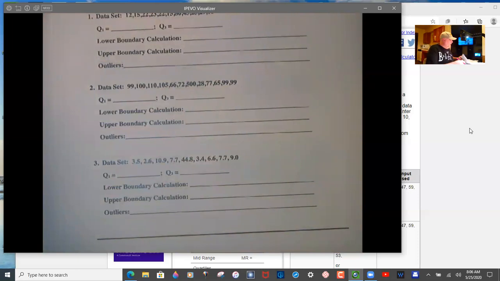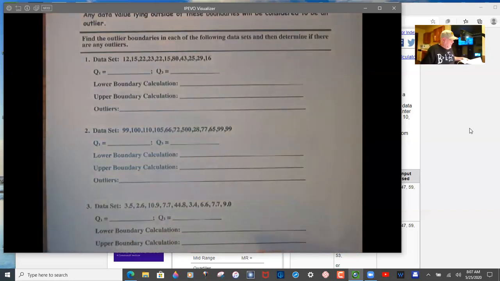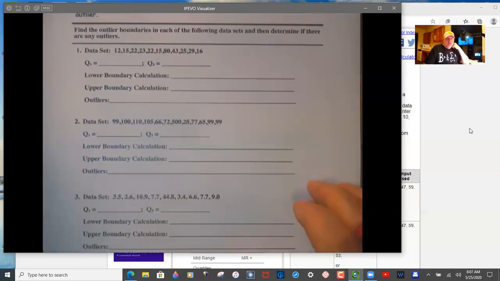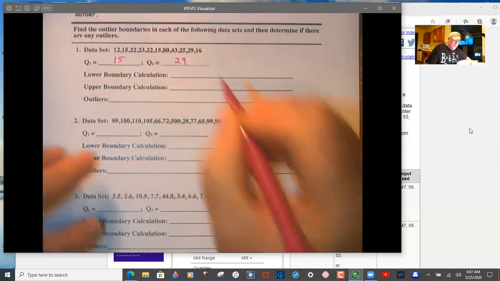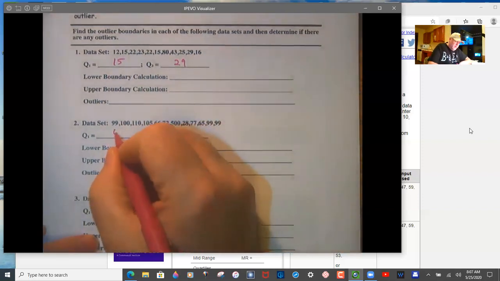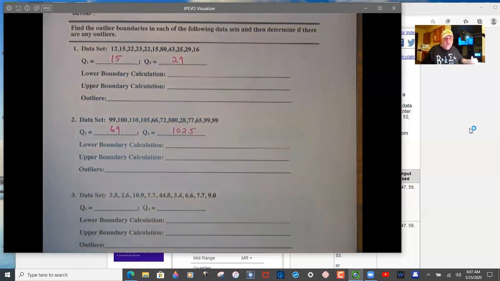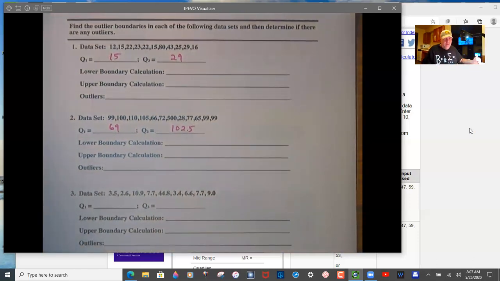All right, so calculating outlier boundaries is the next thing, and you have seen this. It is important that you use calculator soup here to put these in and get the first quartile and the third quartile. Make sure that you look those up correctly. I'm going to do 1 and 2, and I'm going to leave number 3 for you to do. But you will have to use calculator soup or your graphing calculator to do this.